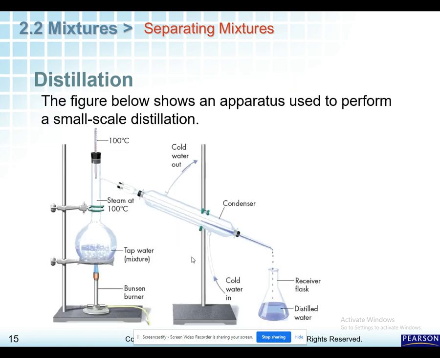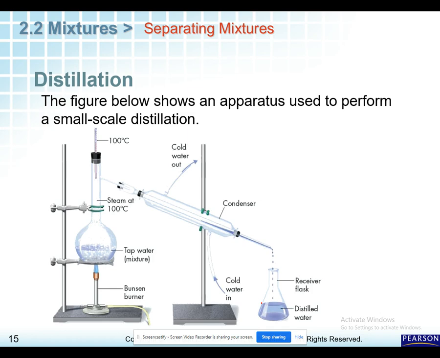A distillation setup looks similar to such. You have basically a big, huge round bottom flask, and you're going to have a thermometer. You're going to have a heating source in order to turn it into a gas. This tube right here is called a condenser, and what it does is it has cold water running through it that helps cool down that gas to turn it back into a liquid.